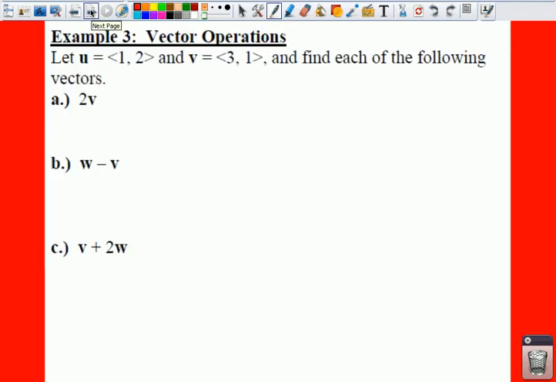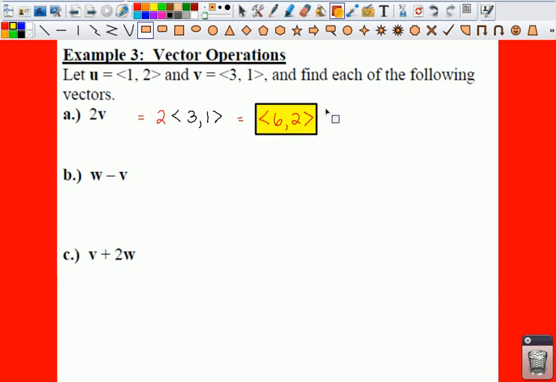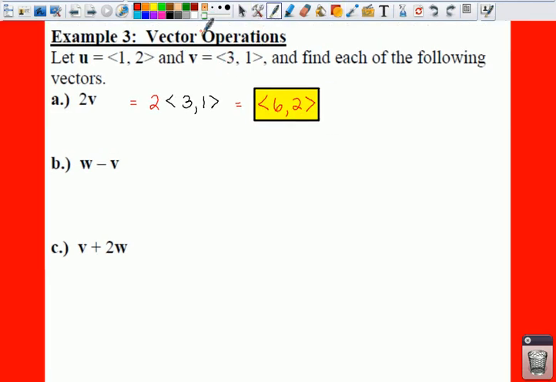So let's try example 3 here, where we have a vector u, which is 1 comma 2, and a vector v, which is 3 comma 1. And we're going to find each of the following vectors. So the first part, we're going to start with 2 times our vector v. So that is 2 times your vector v, which is 3 comma 1. And when you multiply these through, 2 times 3 just gives you a 6. 2 times 1 gives you a 2. Ta-da! Yay, you just multiplied single-digit numbers. So make sure you tell your parents that's what you learned today.